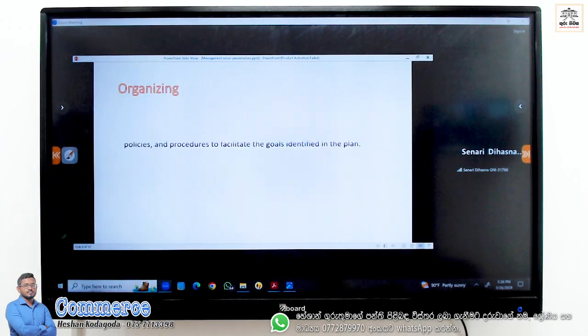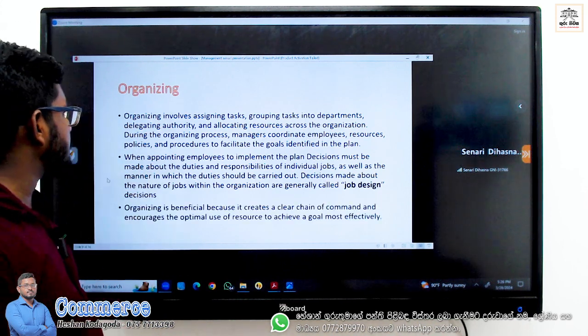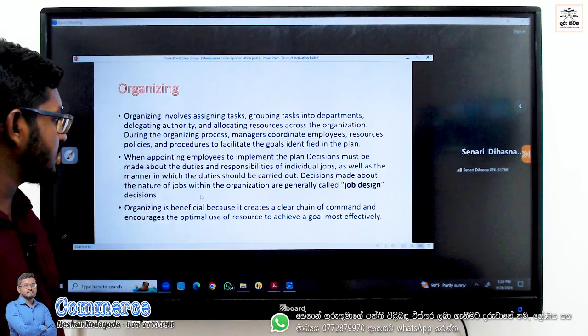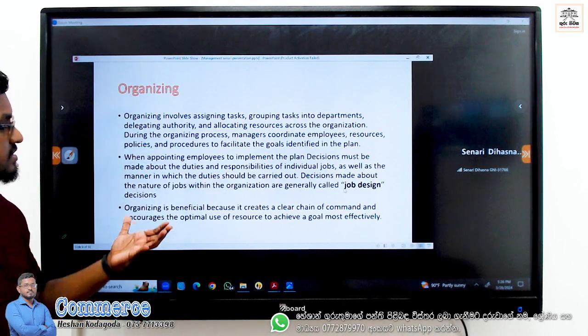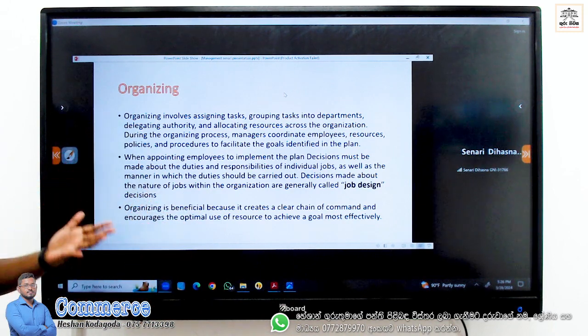Okay, organizing means organizing important tasks, grouping tasks, departments, delegating authority, and allocating resources across the organization. Likewise, you can see what the term called organizing is and several things here. Moving to the other slide.